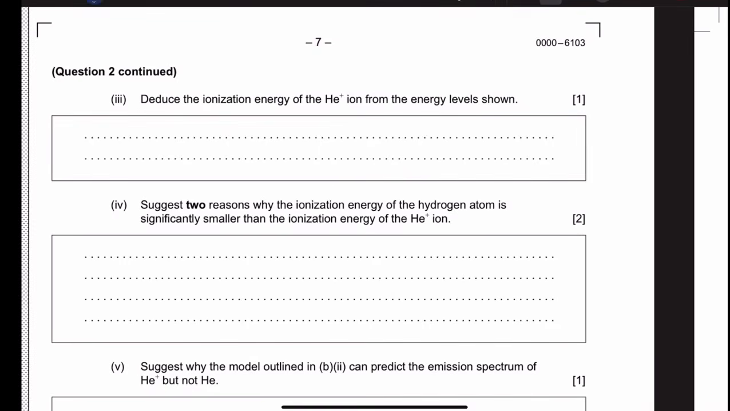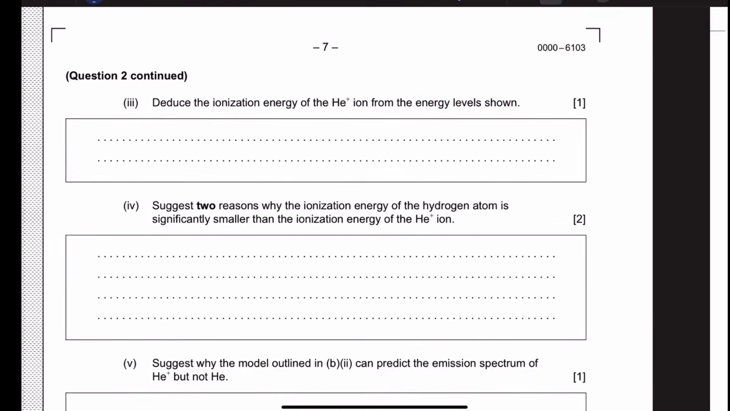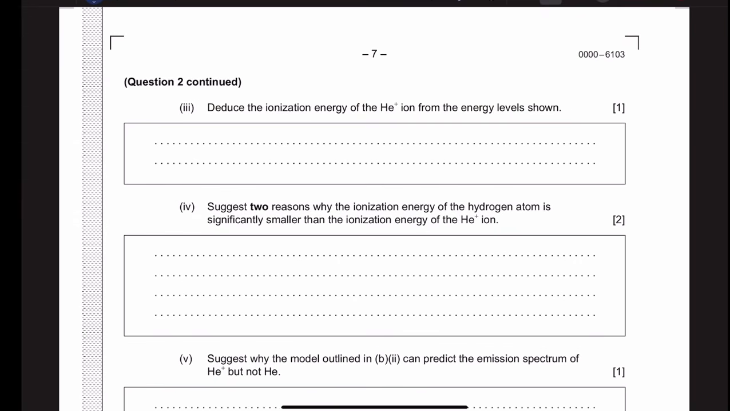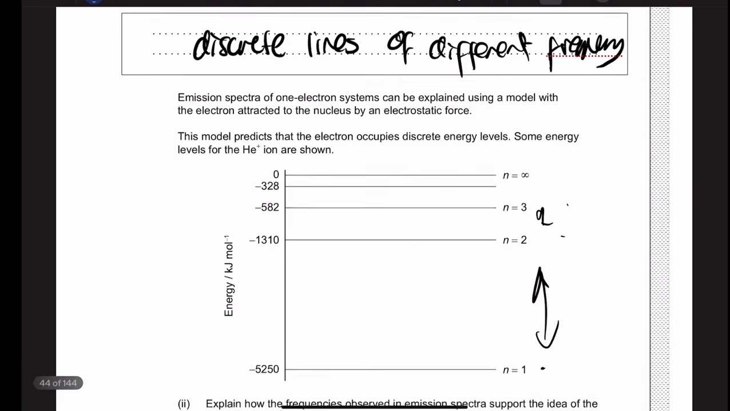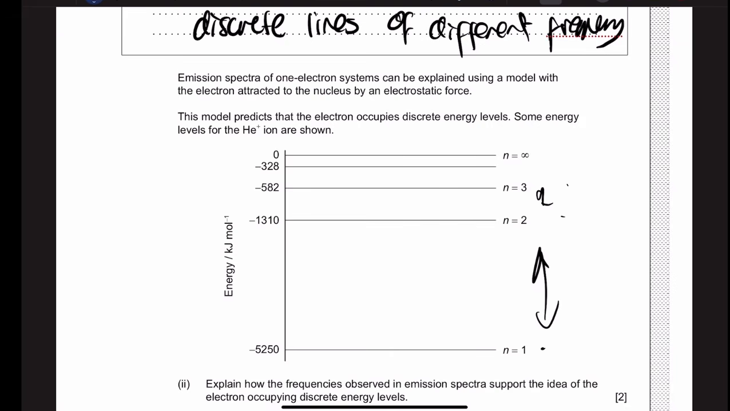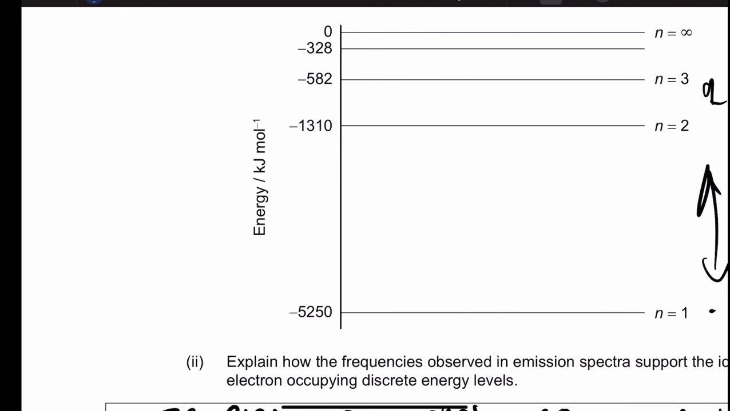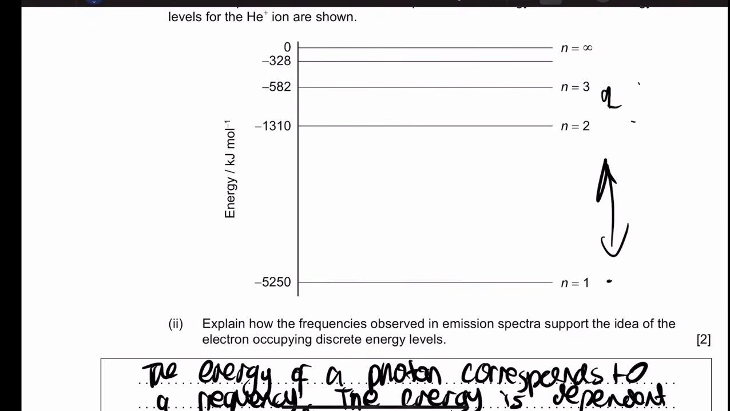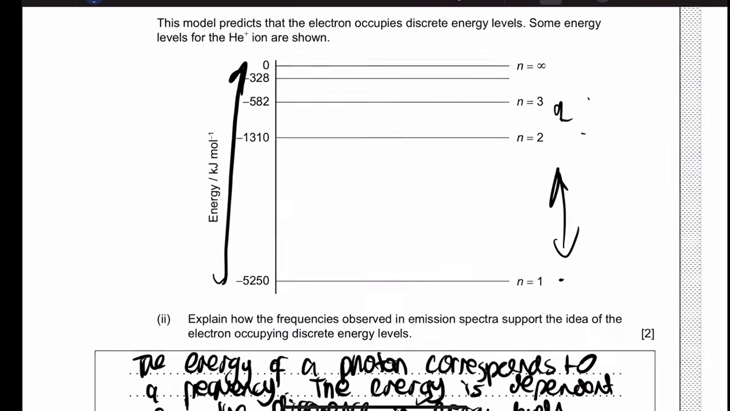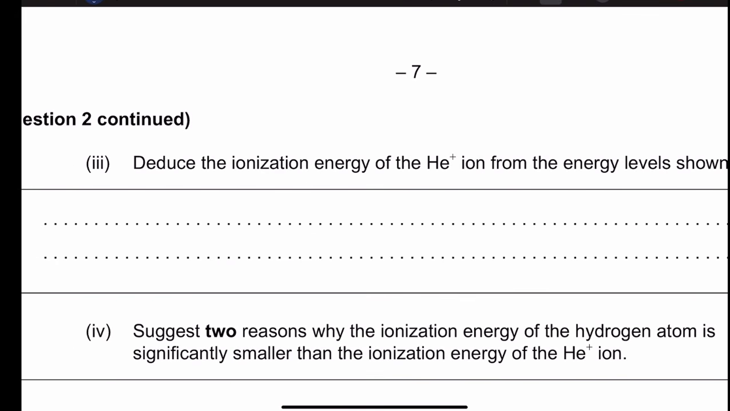deduce the ionization energy of the helium-ion from the energy levels shown. Well, yeah, so we can see that this energy here, minus 5250, that's at n equals 1. So if you think ionization energy, we are essentially going the opposite direction. We're getting like that. So it would be 5250 kilojoules per mole.